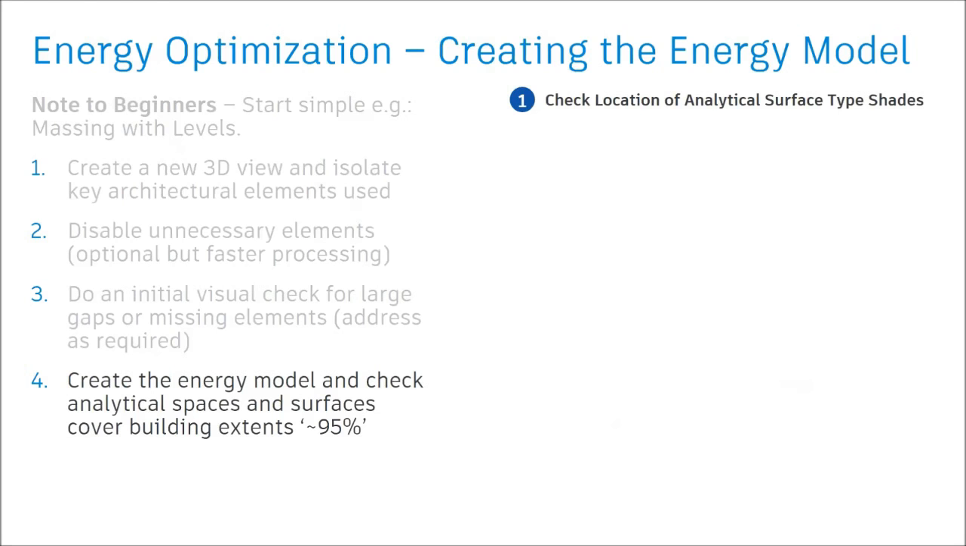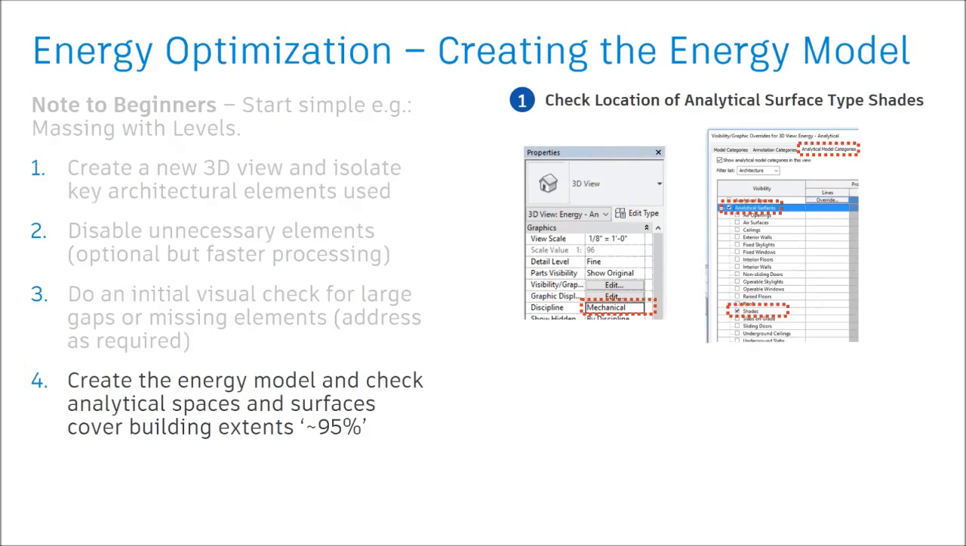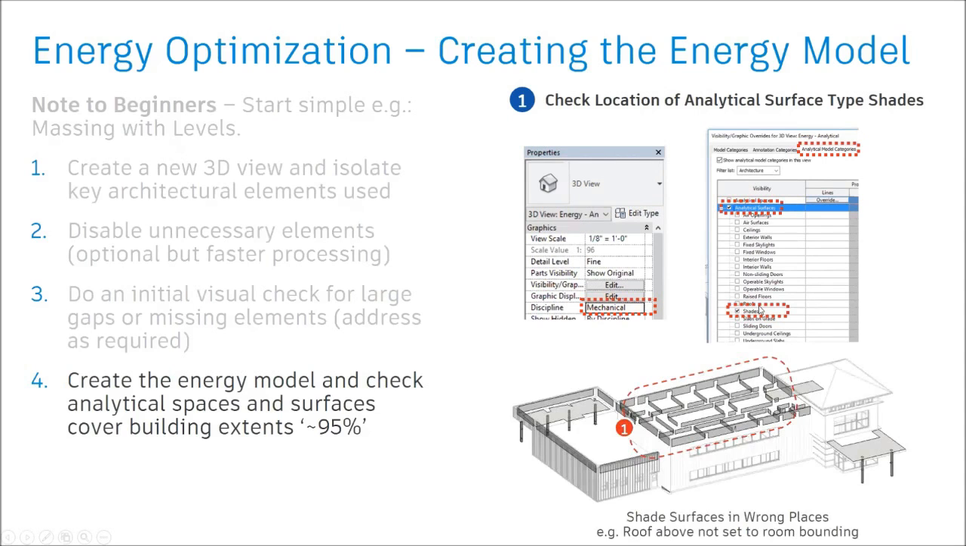So the first thing to look for are these things we call surface type shades. If you go into your view, and this is a tip, set that view to mechanical and go into analytical model categories and enable analytical surface type shades. And this is what you'll see. In this particular model, all these shades are in the right place. That overhang, this parapet, they're all correct shades, but why are these shades here? So there's something missing here. And if you actually look at that model, you see that roof is not set to room bounding. Sometimes you might see the roof, but the algorithm doesn't see it. So you just need to set that to room bounding, and it'll fix it.